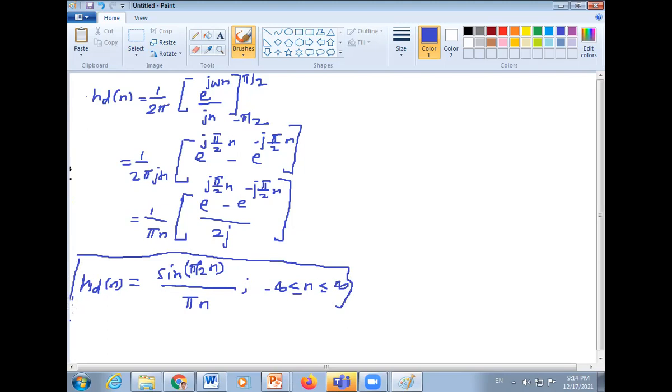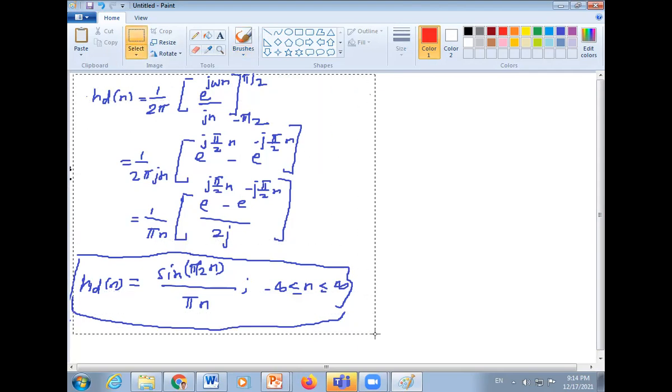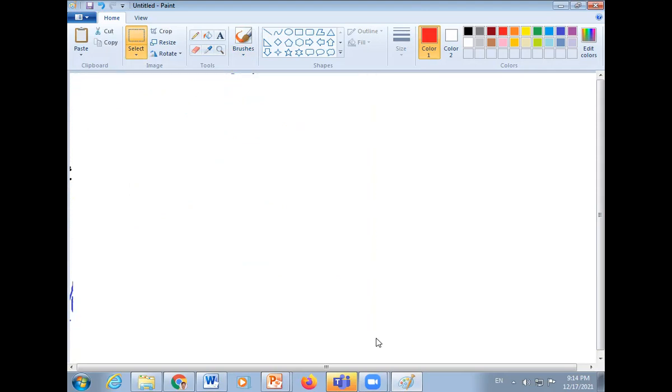Then further, step 3, as we know, step 3 is truncating. Let me take out this part. Step 3, then we will go further.